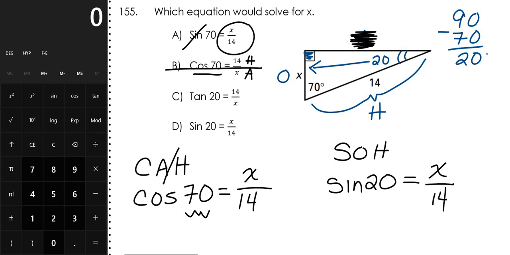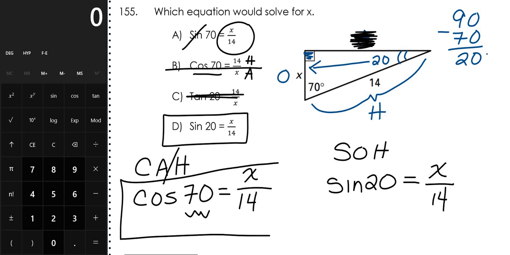Let's see if that ends up being one of our choices. So C says tan. Well, nope, we're not using opposite and adjacent. It's not tan. And D says sine of 20 equals x over 14. Perfect. That's what we want. So in this question, even though they gave us the 70 degrees and I could find x using my cosine function here, that wasn't one of the choices. So I had to look at the other angle, the 20 degrees, and see if one of the choices used the 20 correctly. And it did.